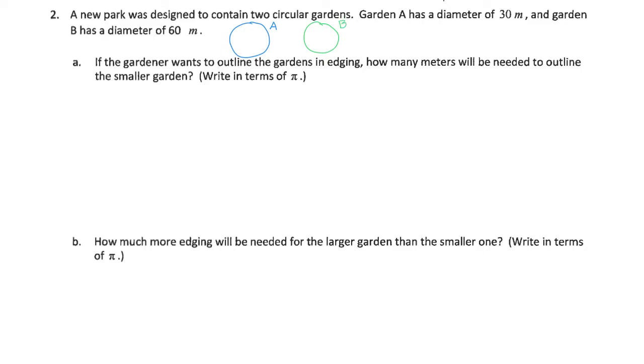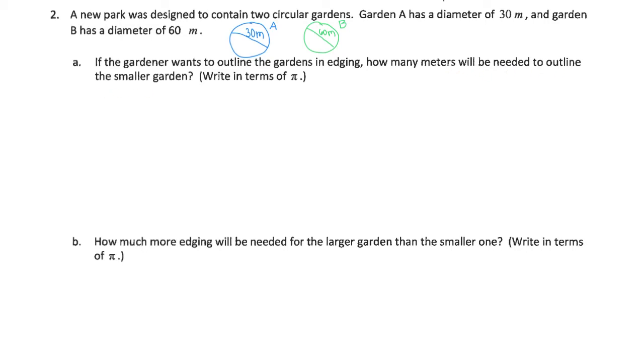Okay, Garden A, we have a diameter of 30 meters, so we're going to draw the line through it and write 30 meters. And then for Garden B, that is actually bigger. It is going to have a diameter of 60 meters. Let's start with A. If the gardener wants to outline the gardens and edging, how many meters will be needed to outline the smaller garden? So here we know that Garden A is the smaller garden because its diameter is 30 meters.